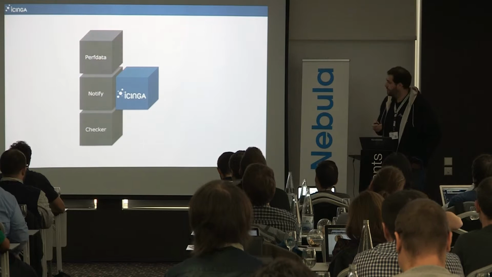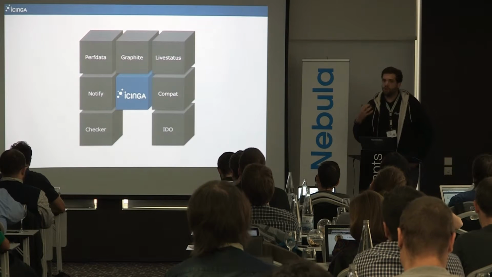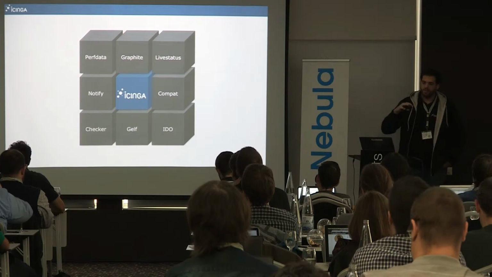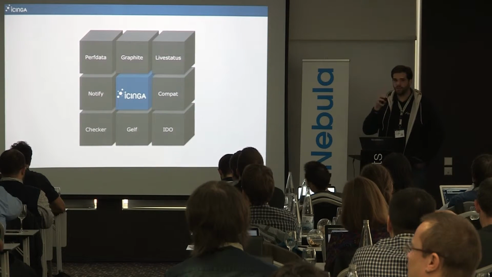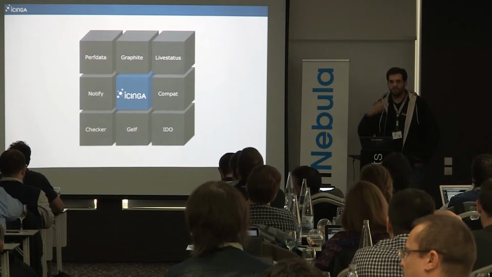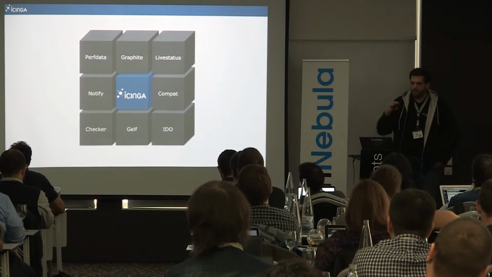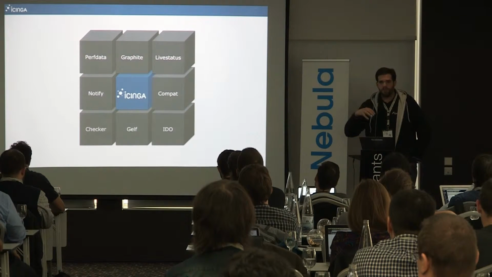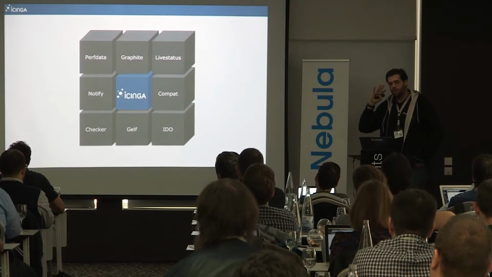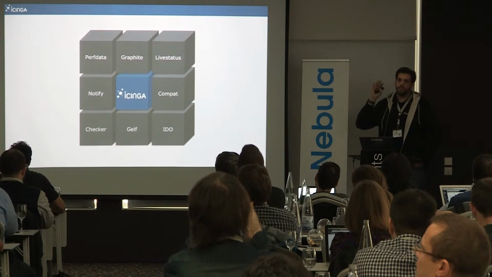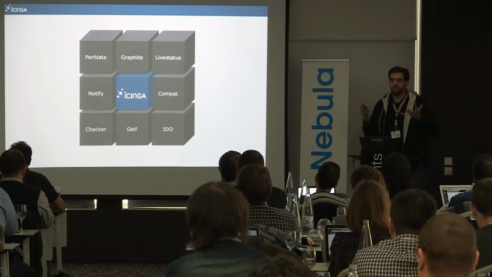Just to give you an idea, the Icinga core itself provides a couple of features. You can enable or disable them, so it means the heart of the monitoring is that we parse the configuration, take care of the logging, but everything else, like writing perf data, writing data to Graphite, or writing data to GELF, or writing data to the database, could be enabled or disabled on your wish.